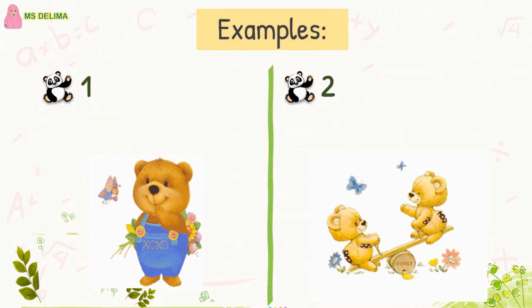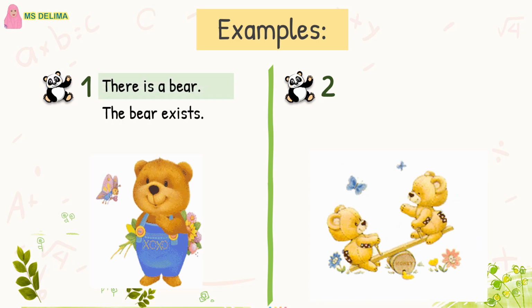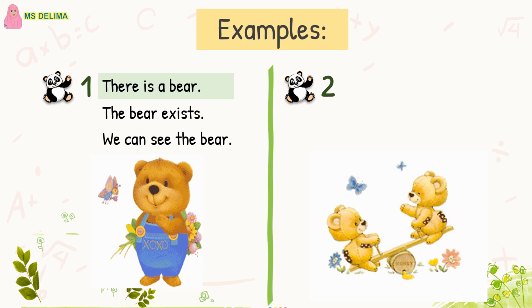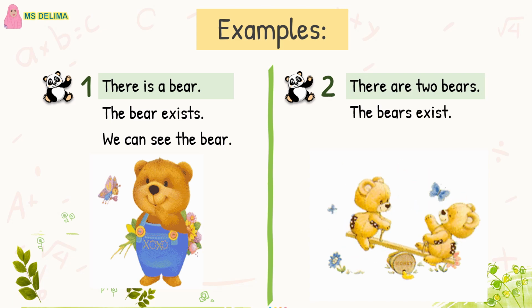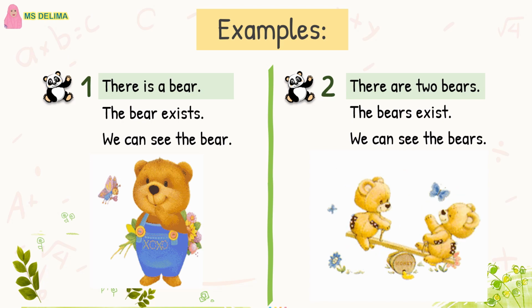Number 1. There is a bear. The bear exists. We can see the bear. Example number 2. There are 2 bears. The bears exist. And we can see the bears.